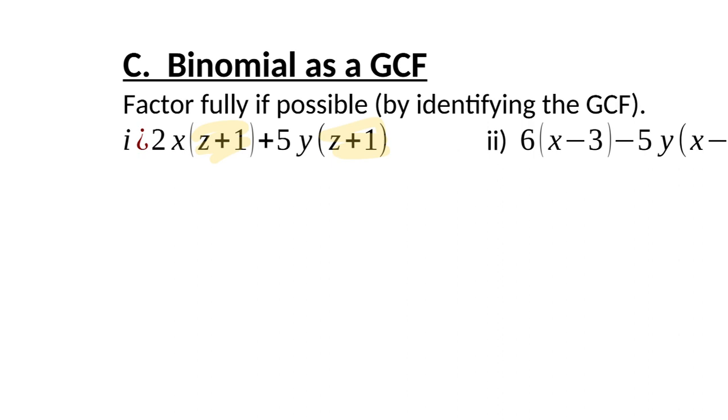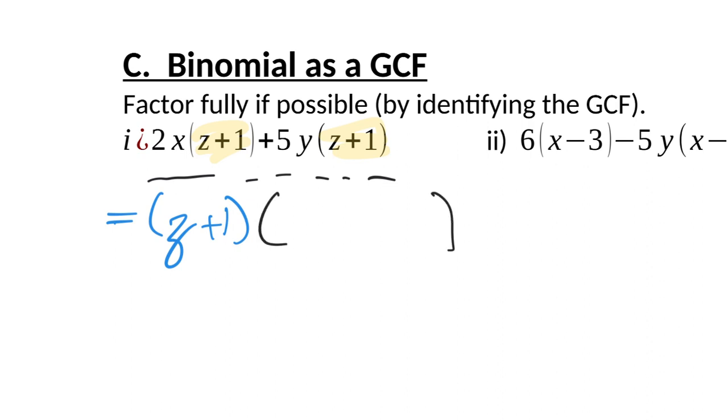So when we do this, we're going to write this as z plus 1. Now, here's my question. What is the garbage collection for this one going to be? So imagine I divided everything by z plus 1. What goes in the garbage collector bracket? So this stuff is times 2x, and then this stuff is times 5y. So what do I have in the bracket? Any idea? 2x plus what? Plus 5y.